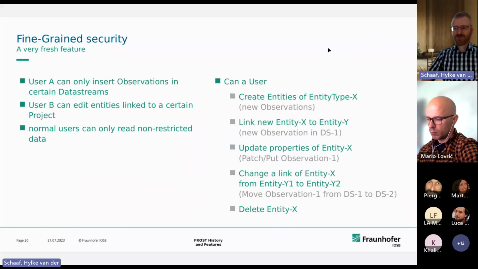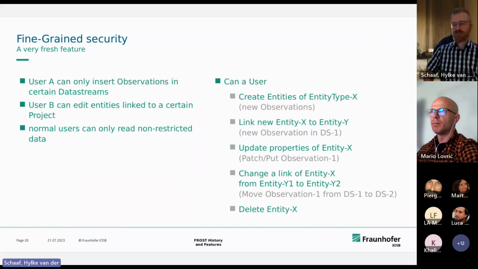And then also a new feature is fine-grained security. So we often had the question of whether we can limit a user, for instance, to only insert observations in certain data streams, or where users can only edit entities linked to a certain project, or whether we can specify that users can only read certain observations. And in the core, Frost can now do that. It's not the easiest to set up yet, but it does work.